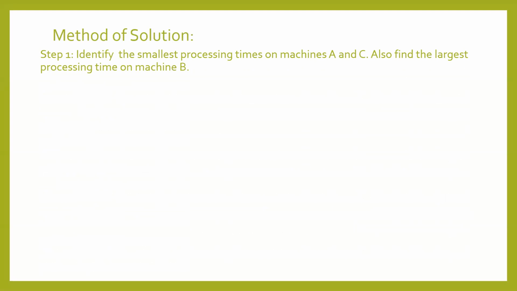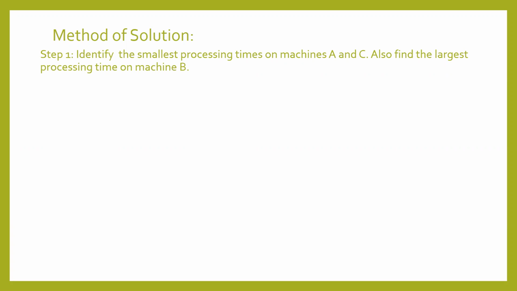Now, what is the method of solving such a problem? First of all, we have to identify the smallest processing time on machine A and C. Because if you look at the steps which we had done in Johnson's rule, before we actually apply the Johnson rule, we are supposed to complete this step number 1. This step is going to decide whether I can apply the Johnson rule on the given problem or not. So identify the smallest processing time on machine A and C, and also find the largest processing time on machine B.